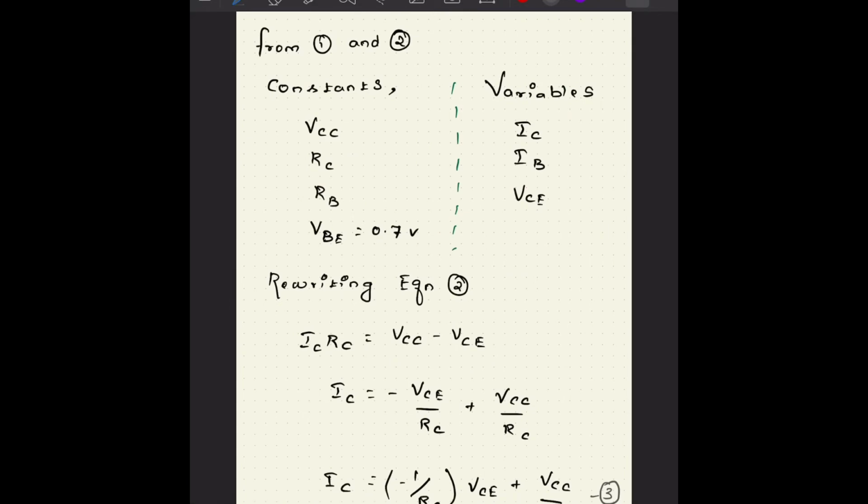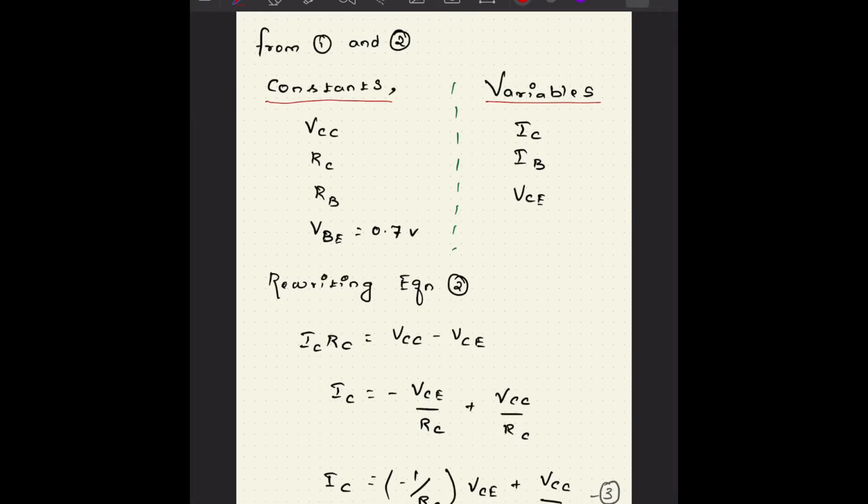Before going to the derivation, let's look at the constants and variables. These are the constants used in the equation and these are the variables. VCC is the collector voltage that we have used for biasing the circuit, and RC and RB are constants. VBE is always constant if it is working in the active region, that is 0.7 volt. The variables that may change with respect to the input are IC, IB and VCE. IC is collector current, IB is base current and VCE is the collector emitter voltage.